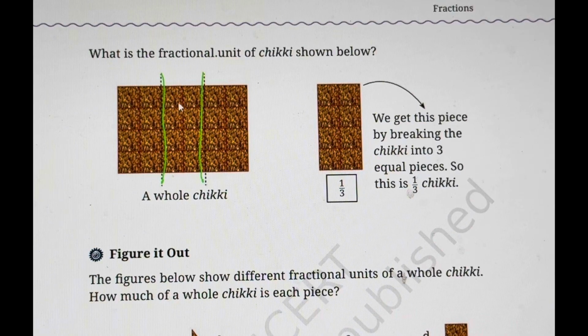So what you can do, imagine the original 24 parts. From that 24 parts, how many small pieces are there? 1, 2, 3, 4, 5, 6, 7, 8. So 8 out of the 24 parts. And 8 ones are 8, 8 threes are 24. So it becomes 1/3. This would be an easier way of understanding this question. So let us now solve the figure it out exercise, which is based on the same chicky concept.